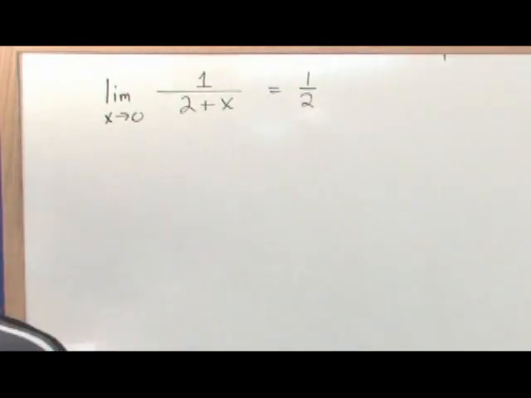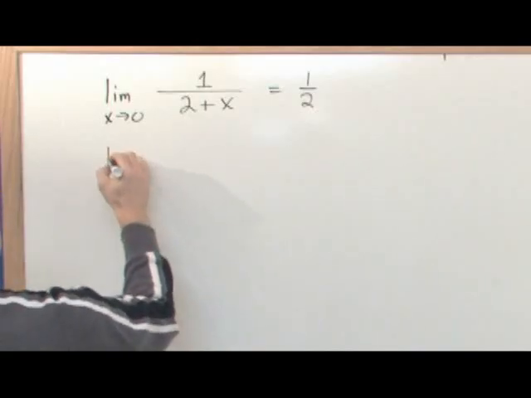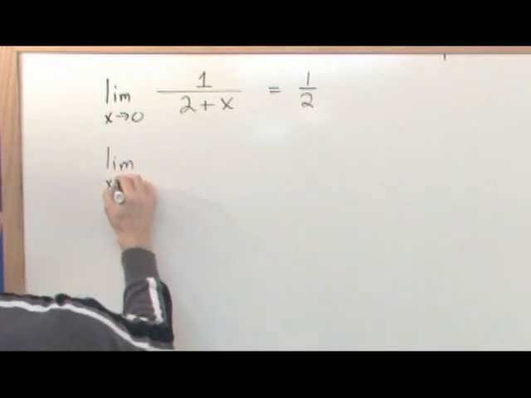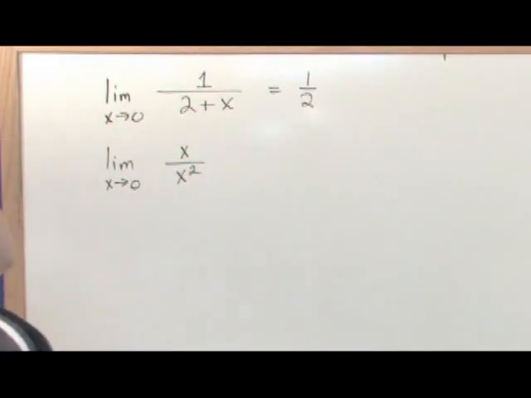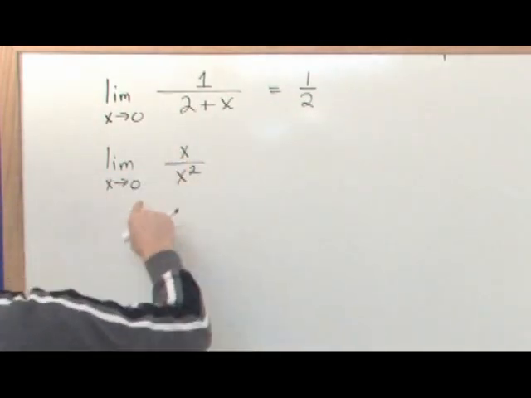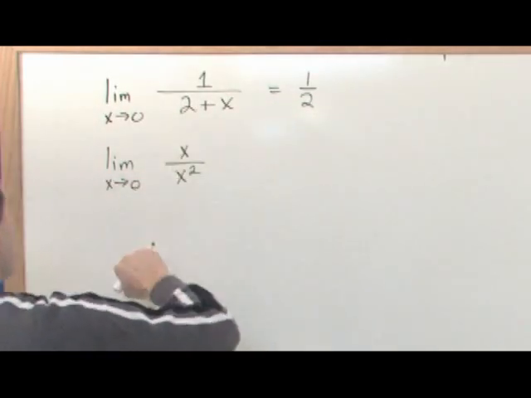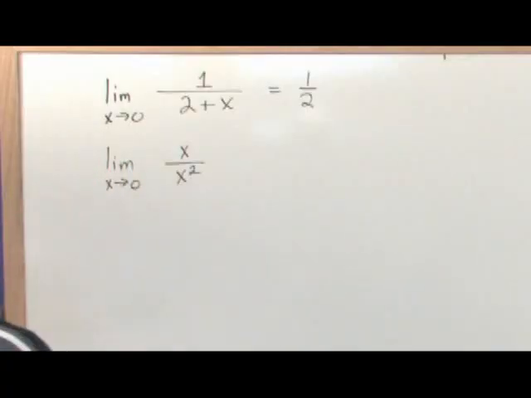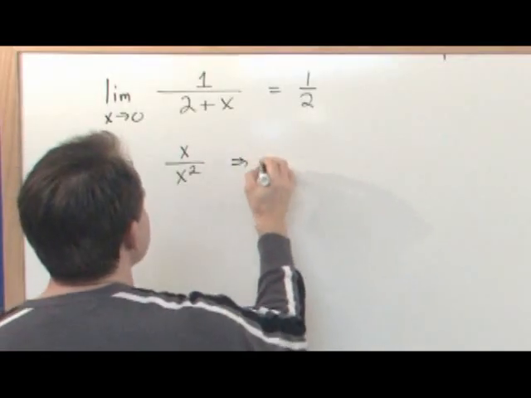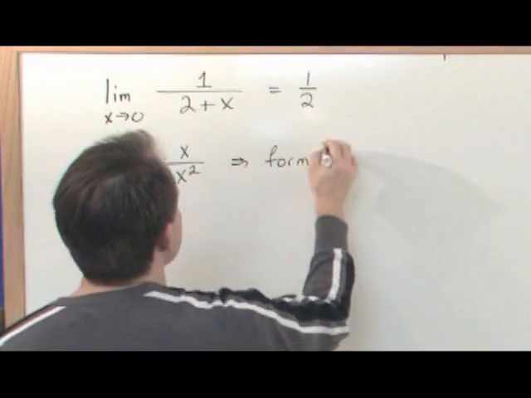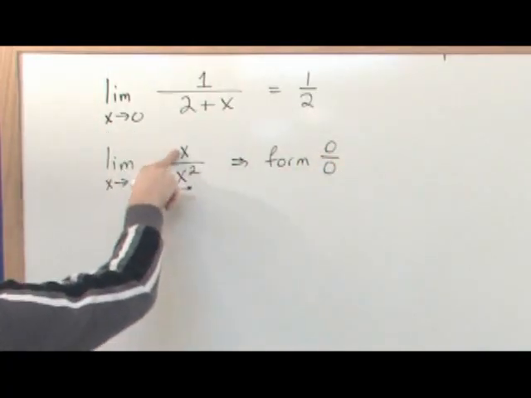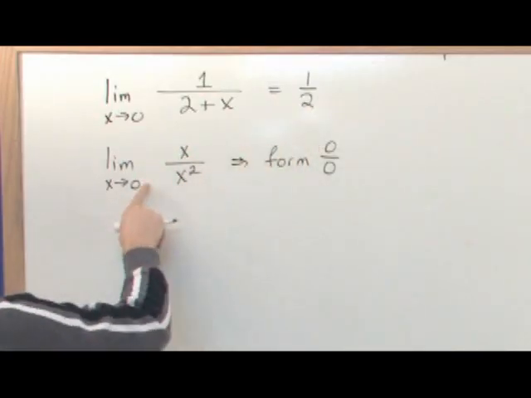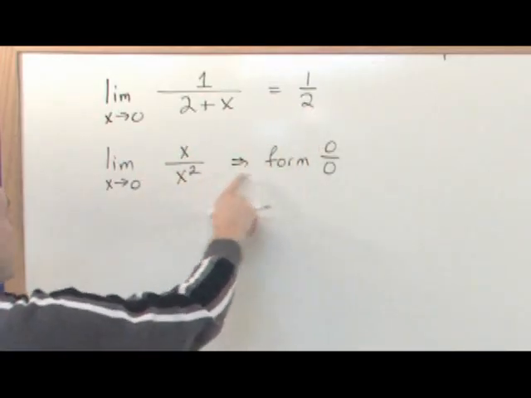So that's easy. Now what if you have the limit as x approaches 0 of something like x over x squared? Your first thought would be, well, let me go ahead and plug in x. So I've got x on the top, so I'll put 0 on the top, x squared on the bottom, I'll put 0 on the bottom. So what we say is this has the form of 0 over 0. Because when you put x equal to 0 in the top, you get 0, and when you put x equal to 0 on the bottom, you have 0 squared, that's 0.